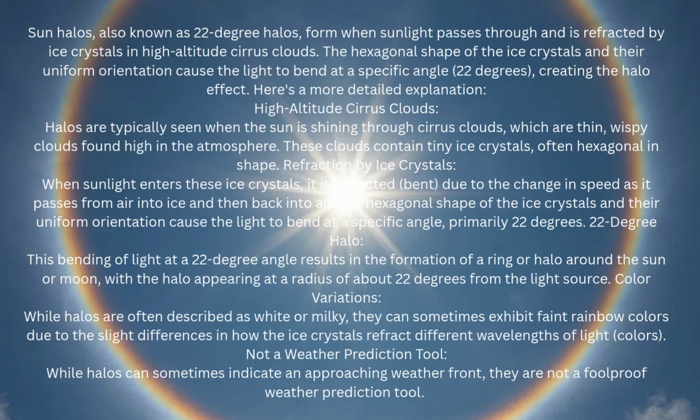This bending of light at a 22-degree angle results in the formation of a ring or halo around the sun or moon, with the halo appearing at a radius of about 22 degrees from the light source.